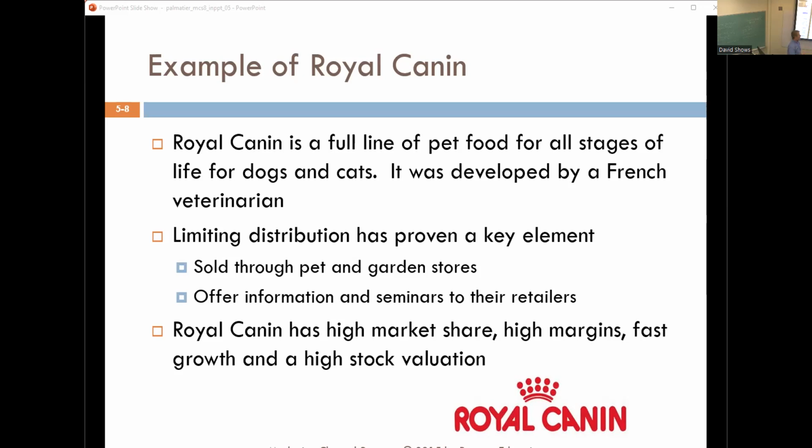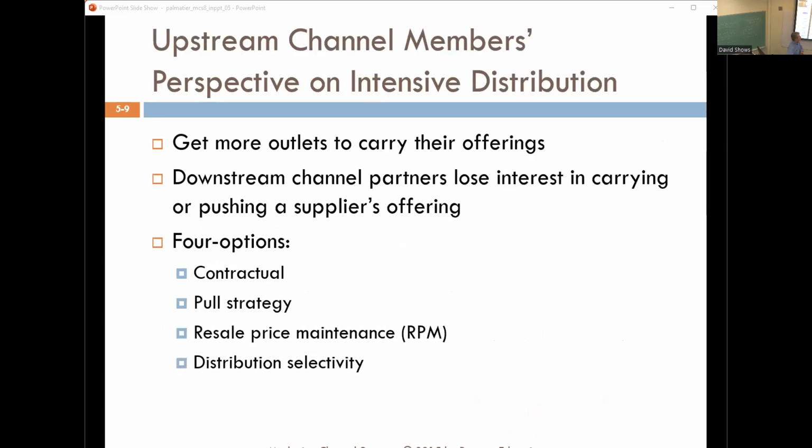And it worked. They offered the information at the retailers. The retailers were specialized in their own ways anyway, which meant that you avoided the general merchandise individuals who were coming in, particularly looking for bargains, but were looking for quality in a given area, and it worked. This is an example of how limiting distribution made you more successful.